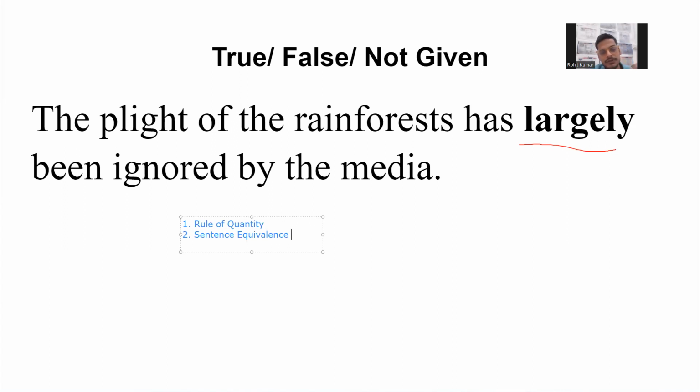And in most cases, especially when quantity is concerned, we have to use sentence equivalence. Not only in true false not given questions, but also in other types of questions in reading, sentence equivalence helps you. This is a slightly advanced topic. Basic users might not understand it, and it's fine if you don't. But this video is only for the toppers who are planning to get more than 30 in their IELTS reading in the final exam. So let's start today's class.